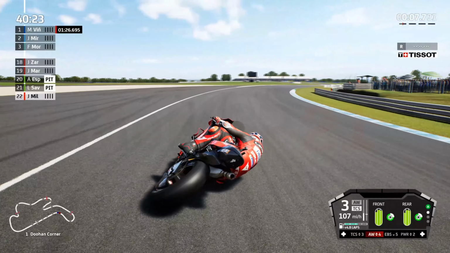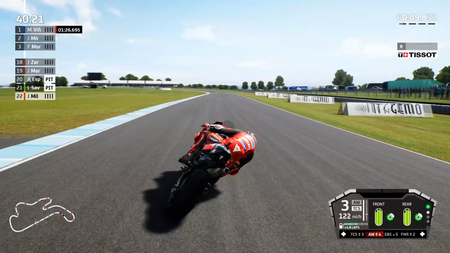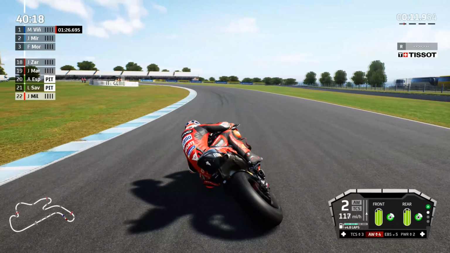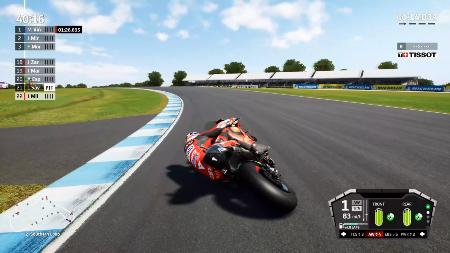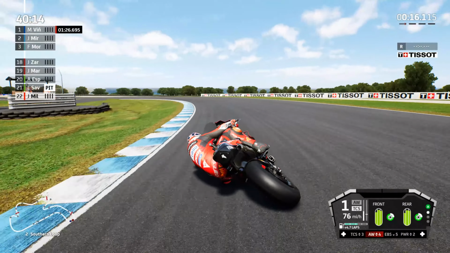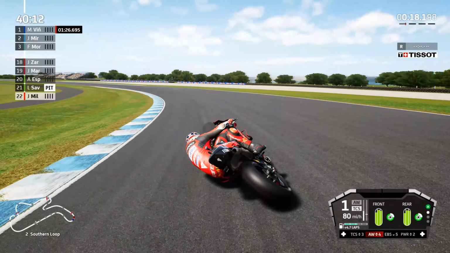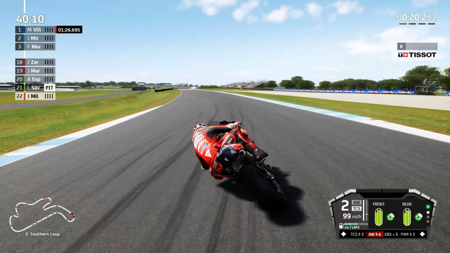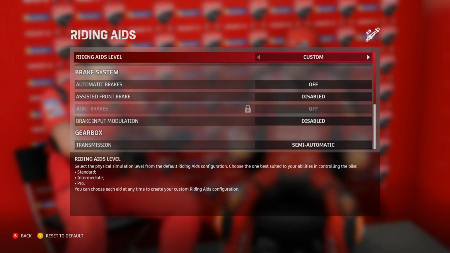In this video I want to give you some assistance and some pointers on how to improve on throttle control. We're going to be taking a look at the settings I use, and the settings that could help you get a better understanding and help you improve with your throttle control. So welcome to the garage.